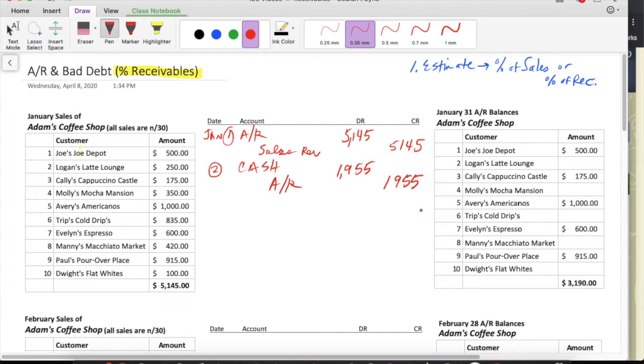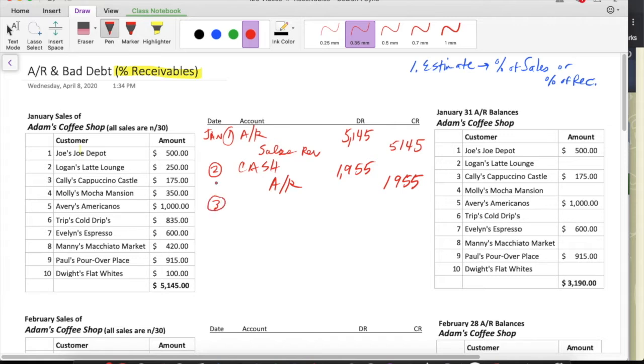Then, at the end of the month, we have to come up with the amount of bad debt expense that we need to record for the month of January. Now, the percentage of sales method uses a simple formula. You take the credit sales for the month times the percentage you think is uncollectible, and you record your entry. When we get to the percentage of receivables method, it's a little bit different.